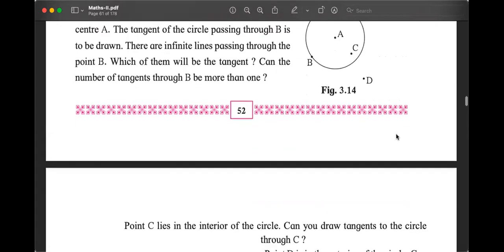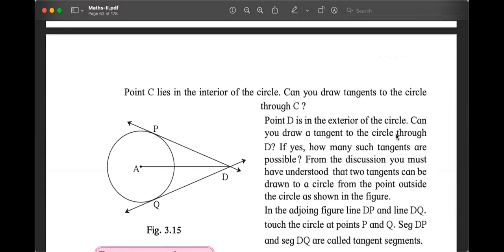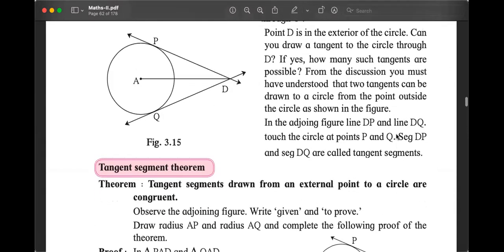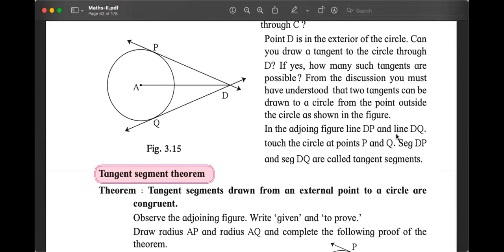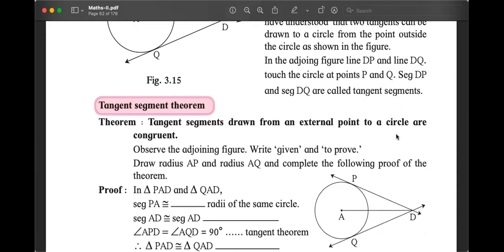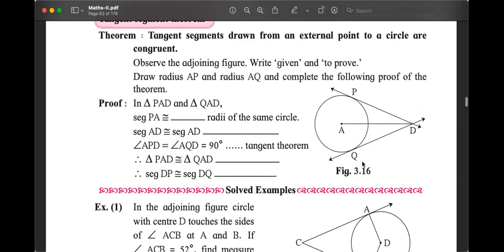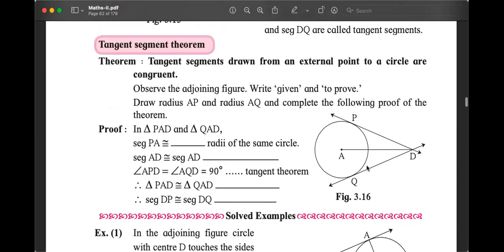Then we understood how many tangents we can draw. If there is a point outside the circle, from that point we can draw not one, but 2 tangents to the circle. And we realized that both the tangents will be of the same length. The tangent segments from the point to the circle will be of the same length. So PD will be equal to QD. This was the first part of the new content for this chapter this year: the tangent theorem, its converse, and the tangent segment theorem.